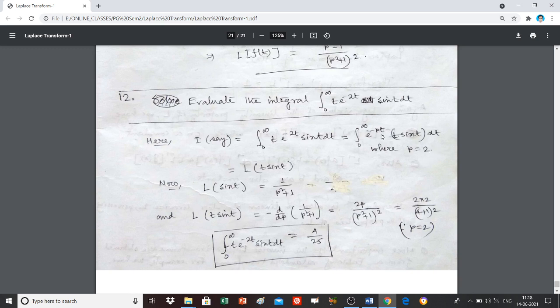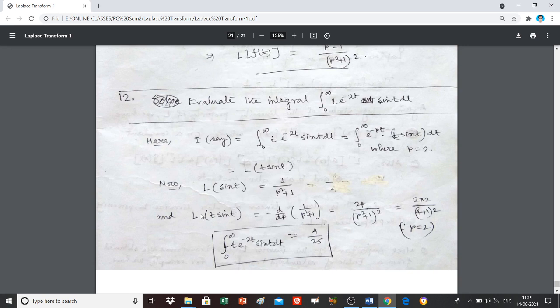And according to the definition, this is nothing but the Laplace transform of t sin t, because you know that the Laplace transform of a function f(x) is equal to the integral from 0 to infinity of e to the minus px, then f(x) dx. Here the function is t sin t. Obviously in this case p is equal to 2. Now you know that the Laplace transform of sin t is equal to 1 by p square plus 1, because the Laplace transform of sin(ax) is a by p square plus a square. In this case a is equal to 1, so this is equal to 1 by p square plus 1.